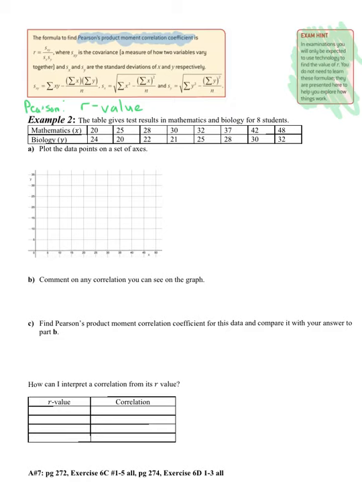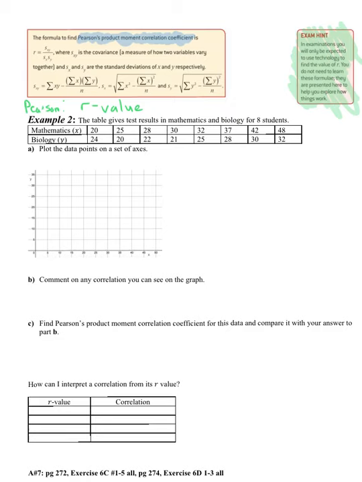I took all of this data right here, the math and biology and stuff. I'll show you how to calculate that in a second. But first, why don't you guys do parts A and B? Go ahead and plot all the data points and then comment on the correlation. So qualitative commenting: positive or negative, strong, weak, moderate, and linear, nonlinear. That's what I want to hear first. And then we'll do part C together, which is to find the Pearson's product moment correlation coefficient for this data.